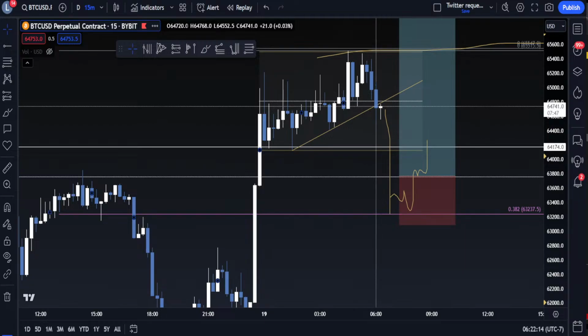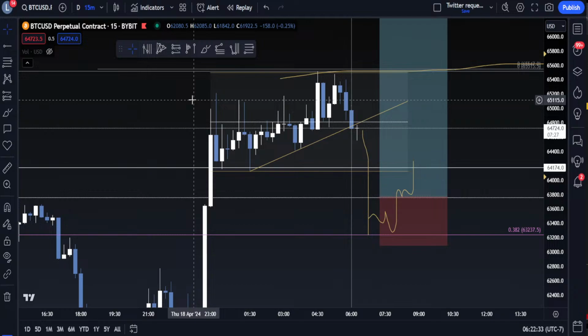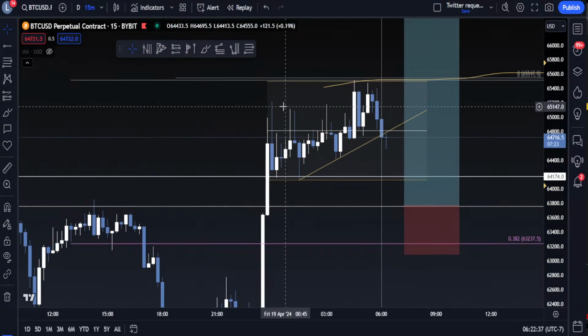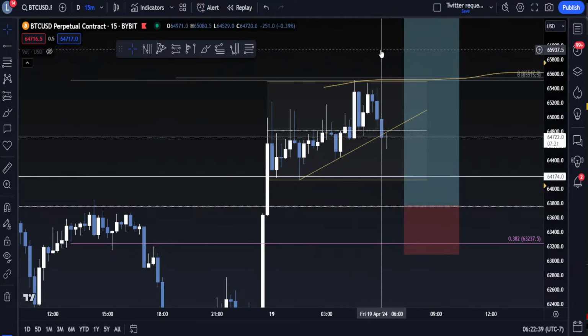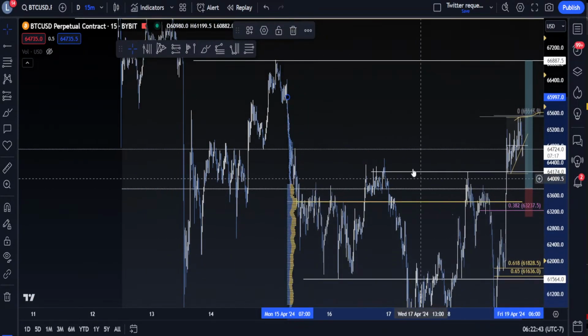Yeah, just looking at order flow here. We haven't really taken any major liquidity to the upside. I'm going to remove this. I'll just mark it out.